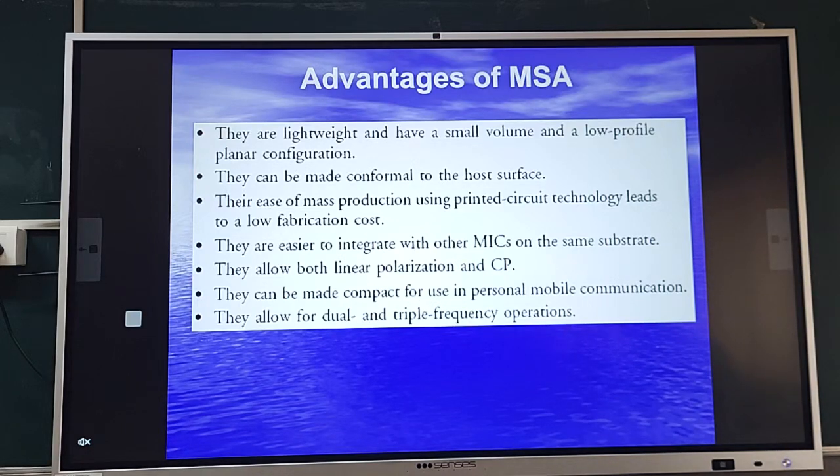Just imagine you are working at 900 megahertz. Your antenna is radiating at 900 megahertz, but some interference, some jamming occurs, and you are not able to receive that 900 megahertz signal. Then I need to switch the frequency. My transmitter or my receiver, especially my receiver, should have that adaptability to switch over the frequency.